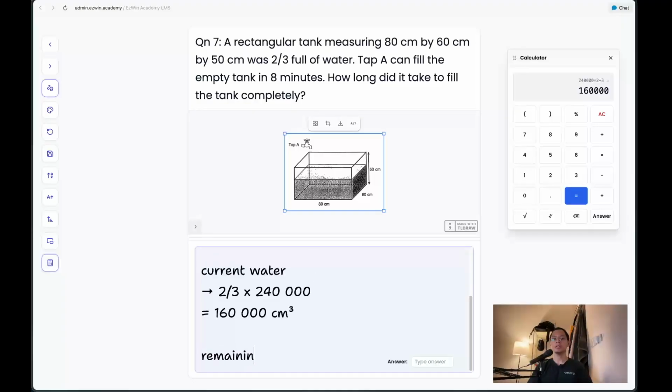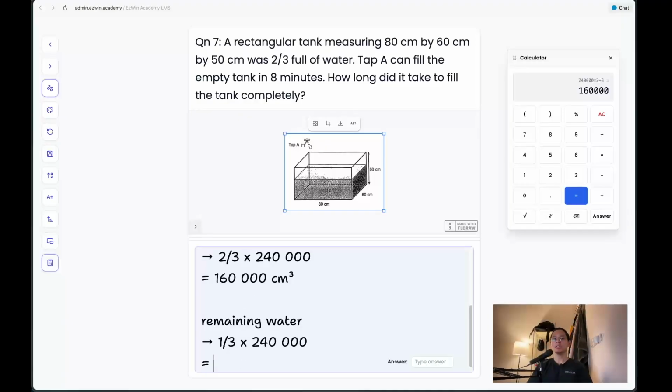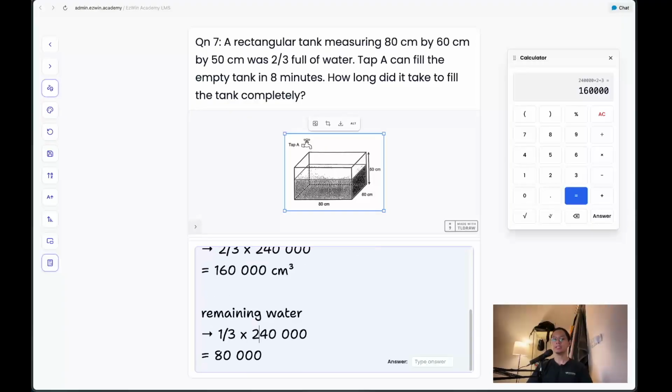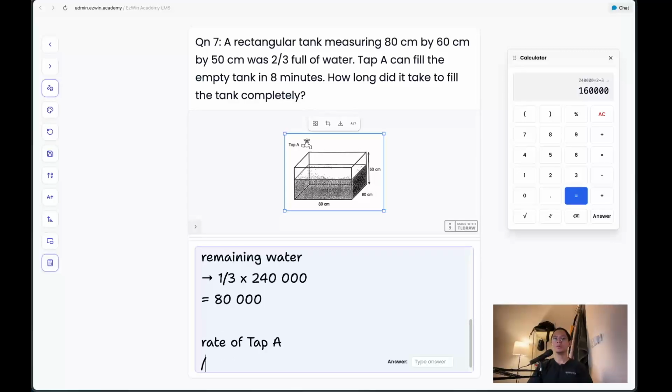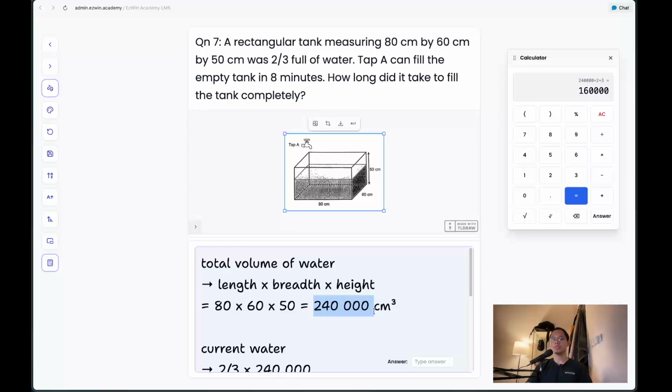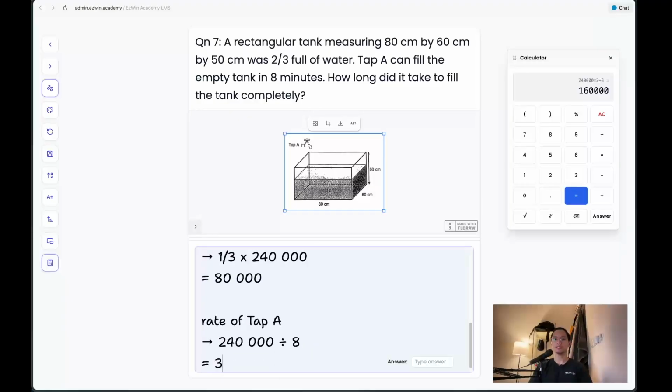So the remaining water would then be equal to 1/3 times 24 or 240,000, or you can minus also. This will give us 80,000. We also want to know the rate of tap A, which in this case is 240,000 divided by 8, and this will give us 30,000 centimeter cube per minute.